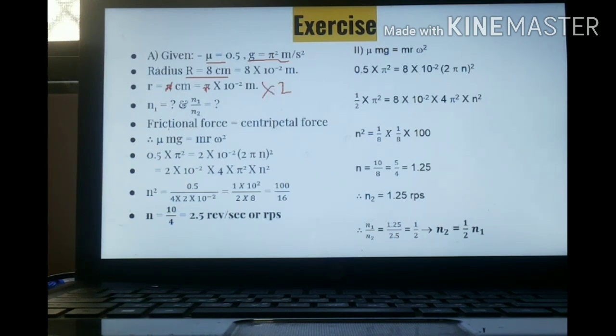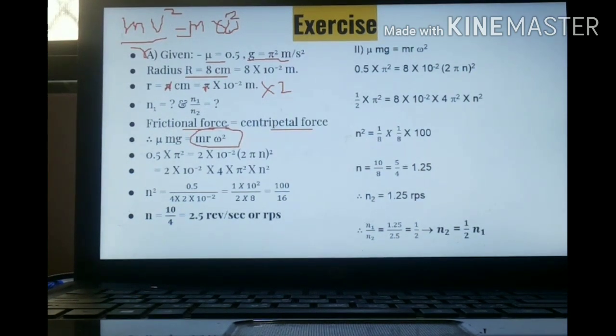Okay. Whenever the disc is moving, a frictional force is created, and as the disc is moving, frictional force is equal to centripetal force. What is the formula for centripetal force? There are various formulas: mv square upon r, and one more formula, m r omega square. We will be taking the m r omega square formula. Why are we taking this formula? Because we have to find the value of n. If we take omega square, angular velocity, then only it can be represented as the number of revolutions.